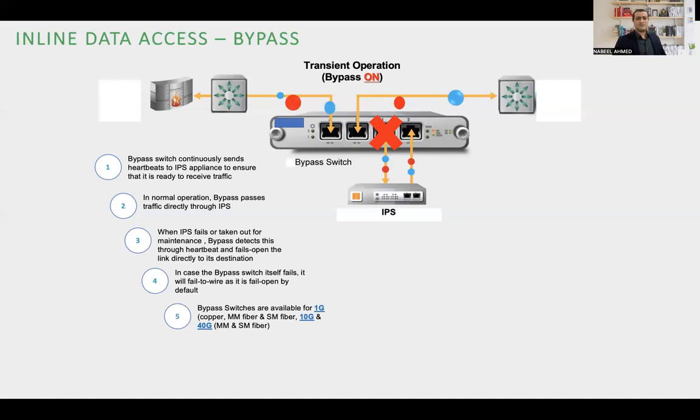And bypass switches, network packet brokers, are available in many kinds of throughputs: 1 gig, 10 gig, 40 gig. I have seen 100 gig, and 400 gig has been introduced. So we have a wide variety of them.